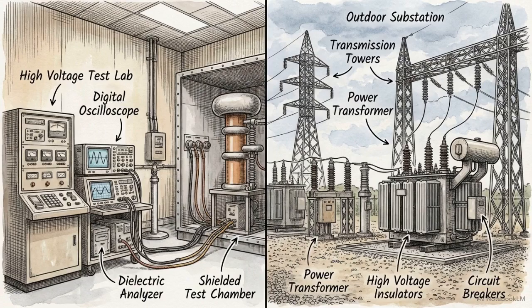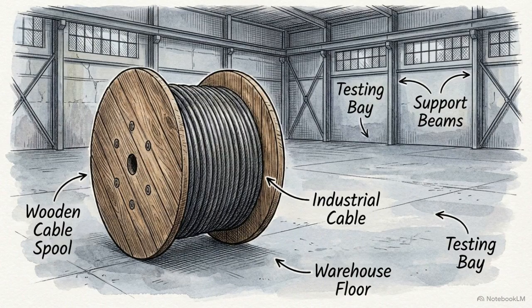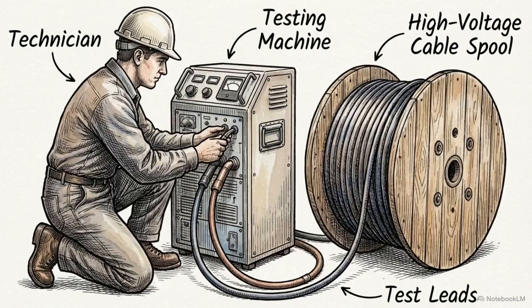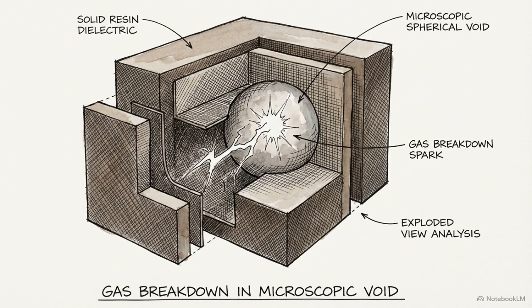Capturing these PRPD fingerprints requires different diagnostic strategies depending on whether the high-voltage asset is isolated from the grid or actively under load. In offline testing, the asset is disconnected from the network and energized by an independent external power source, such as a very low-frequency tester. This controlled environment allows engineers to measure the inception voltage, the exact threshold at which the applied electric field first causes the internal gas to completely break down and spark.